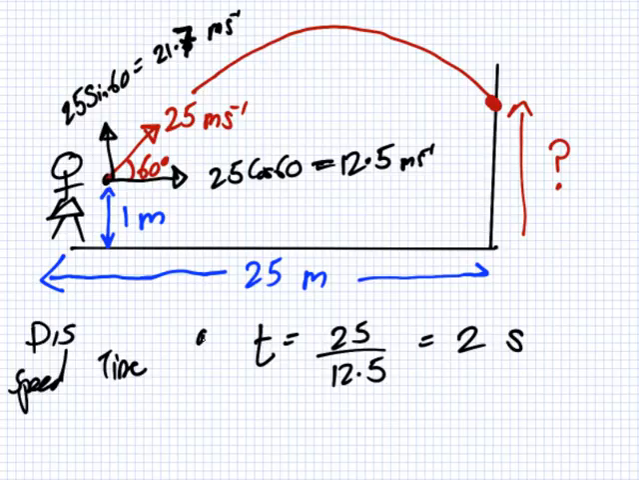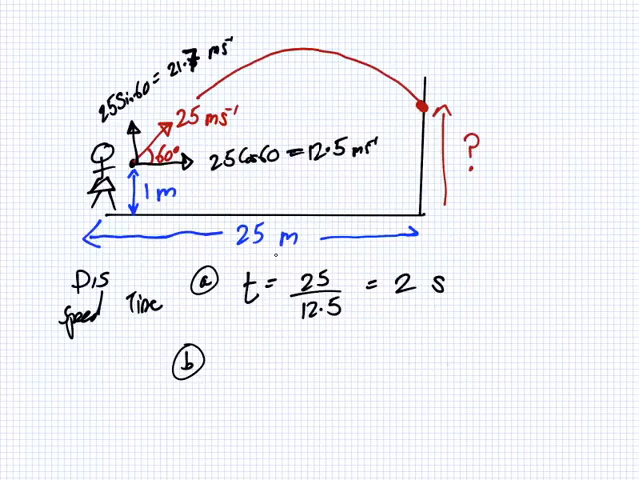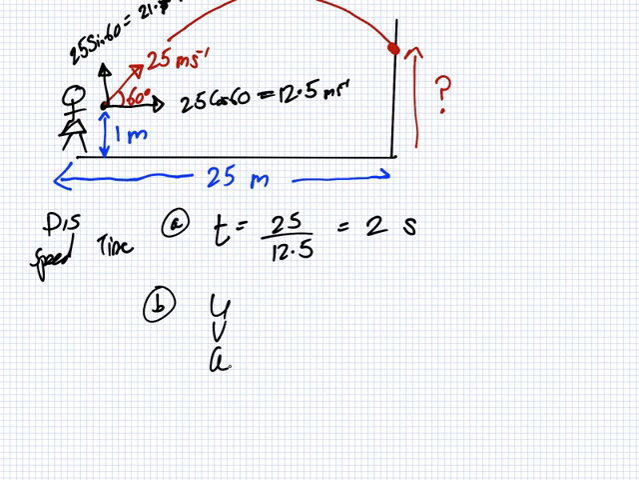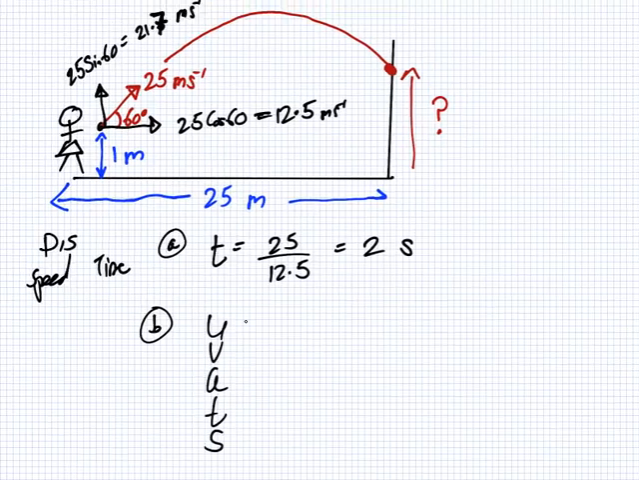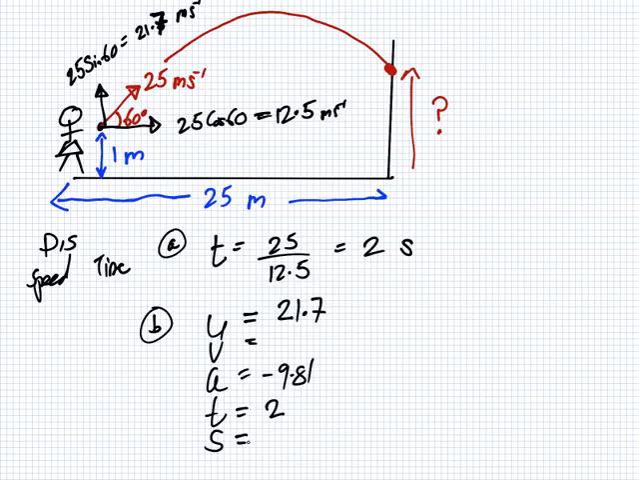That's part A. And part B, I want the height. So where should I look now? Vertically. U, V, A, T, S. The U is 21.7. The V we don't know. A is minus 9.81. T is 2. S is what we want. S equals UT plus a half AT squared.